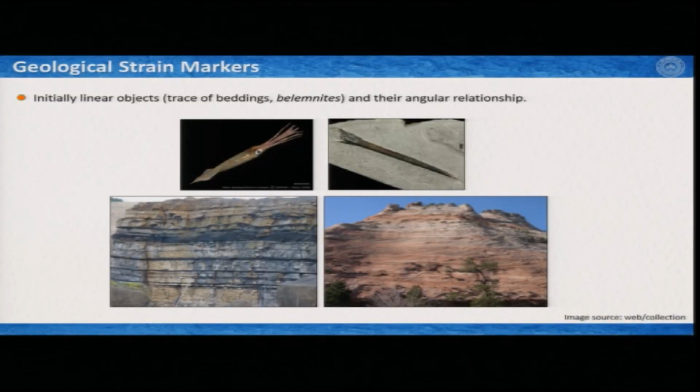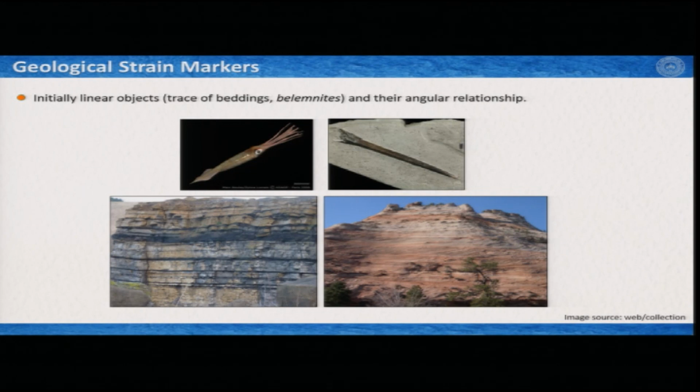So let us have a look at the different markers that structural geologists use for analyzing the strain, and we will look from linear objects to spherical objects one after another. The first slide discusses the objects which were initially linear, and there we generally consider some sort of fossils.